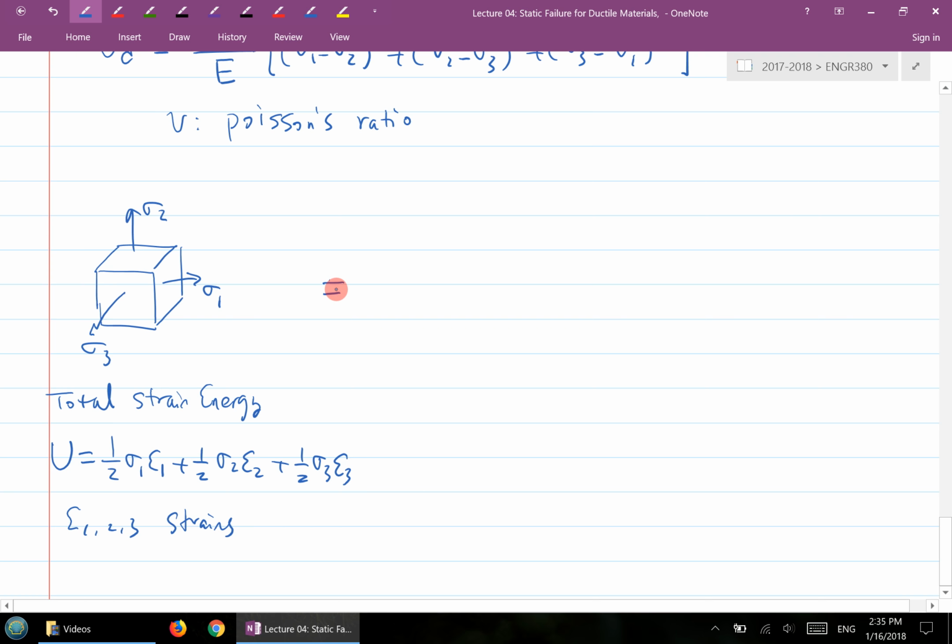Now, this one single stress element has a total strain energy expressed over here, and you can always separate the strain energy of this stress element into two components. Now the first component is considered a hydrostatic component.